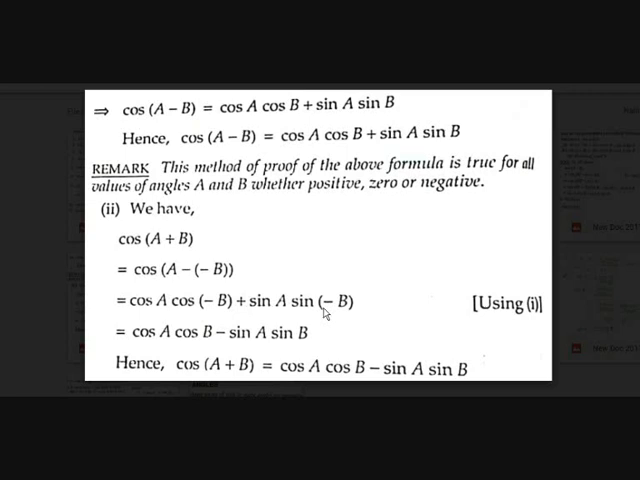Okay, in the previous video we discussed what will happen if we substitute negative angles in trigonometric ratios. We found that cos and secant remain positive and the remaining all will become negative, right? If you apply that, you will get cos a cos b − sin a sin b. So cos(a + b) is equal to cos a cos b − sin a sin b.